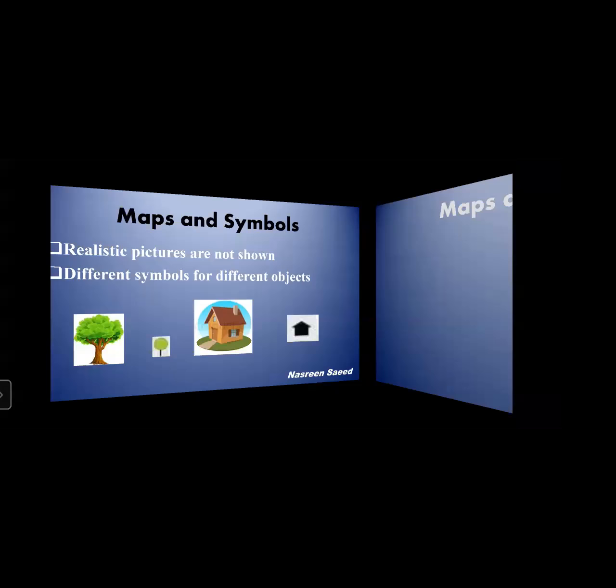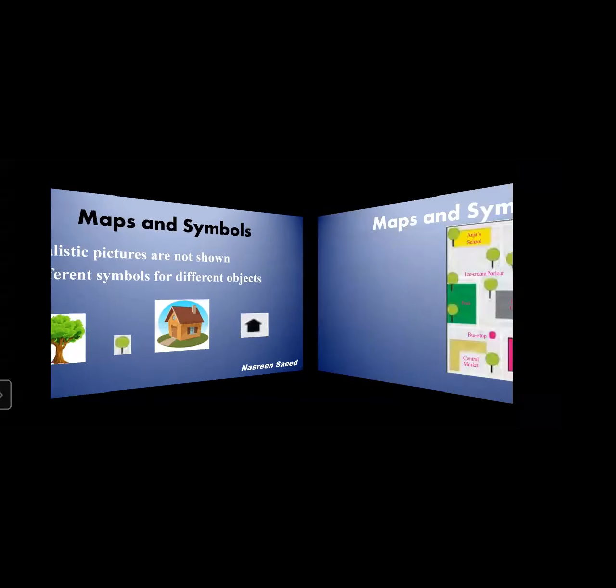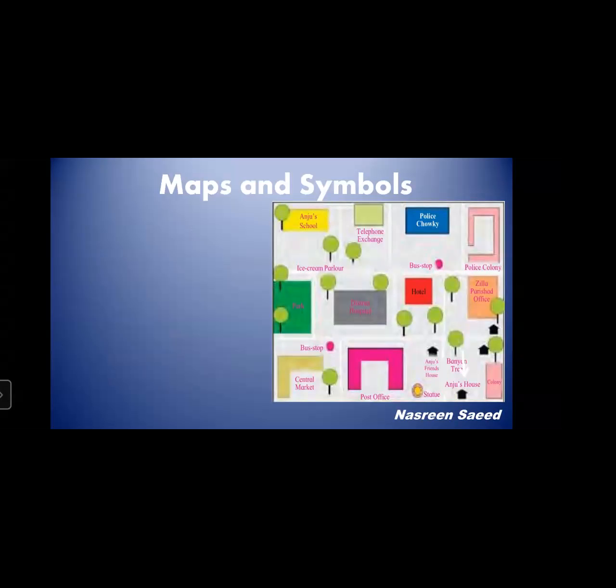So now here we have to do the activity which is given on page number 88. Study the sketch and do the following. Draw the symbol used to represent a house. Now, which symbol is used to represent a house? Yes, we can see Anju's house, we can see Anju's friend's house. So, which symbol is used? This symbol is used, like a triangle and a square, black color.